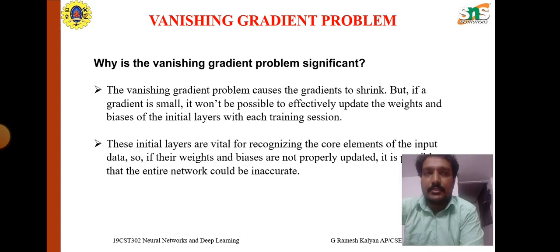So why is the vanishing gradient problem significant? This is because the vanishing gradient problem causes gradients to shrink. If a gradient is small, it won't be possible to effectively update the weights and the biases of the initial layers with each training session. The second one is that these initial layers are vital for recognizing the core elements of the input data. So if the weights and biases are not properly updated, it is possible that the entire network could be inaccurate.